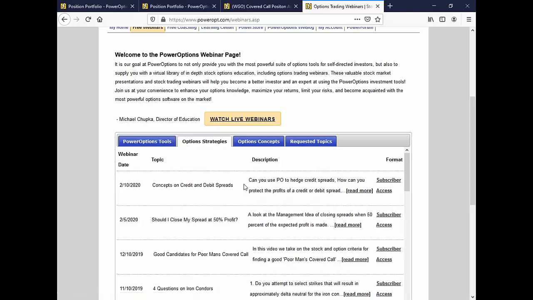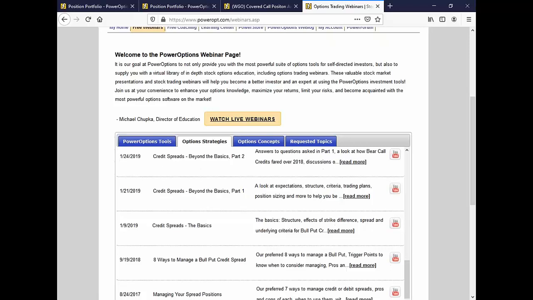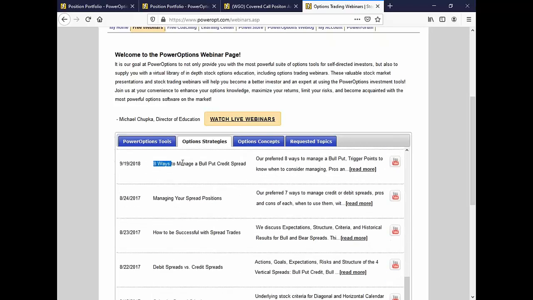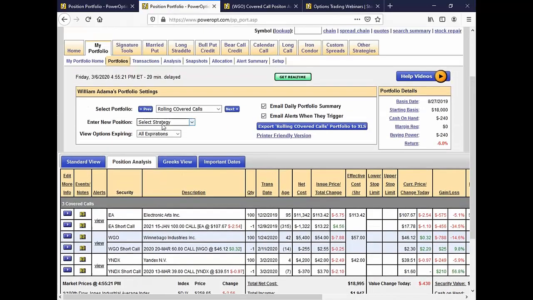And under the Option Strategy section, if you scroll down, you'll see a webinar, 8 ways to manage a bull put credit spread. So our preferred 8 ways we might consider rolling a bull put depend on the current market conditions and the conditions of our position, our expectations going forward, our goals for the trade, which determines our action. Similar decision-making process that we use for the radioactive trading techniques.